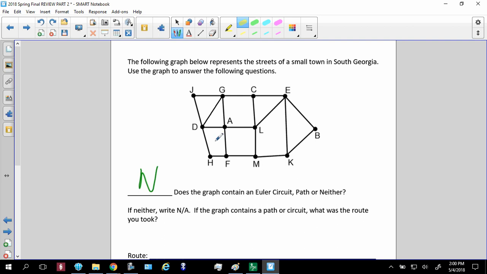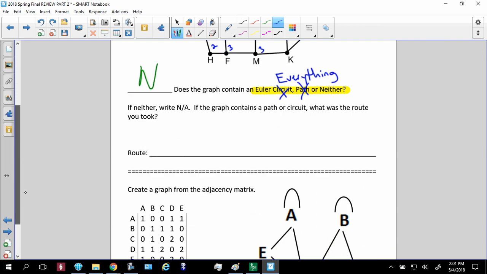All right, so does this have an Euler circuit or path? Remember, Euler means everything. Everything has to be done. Now, you can guess and check this, or you can just go by the degrees. J has degree of 2, D has degree of 4, H has 2, F has 3. Oh, F is 3. That means it's automatically not going to be a circuit. A has 4, G has 4, C has 3, L has 4, M has 3. Oh, that's my third odd vertex. It will not be a path. That is going to be a neither.